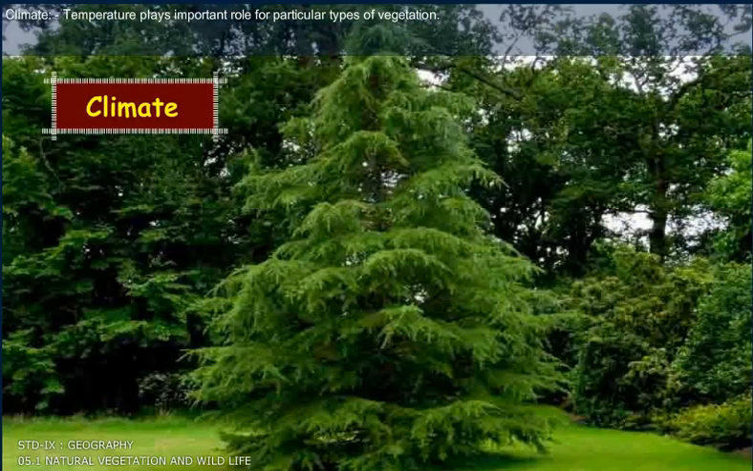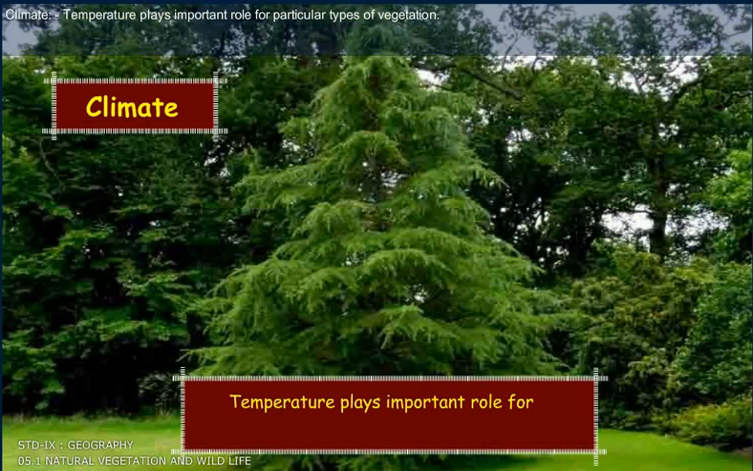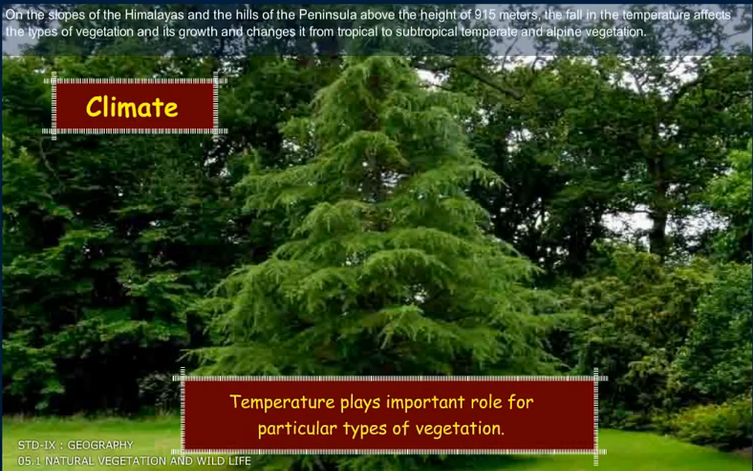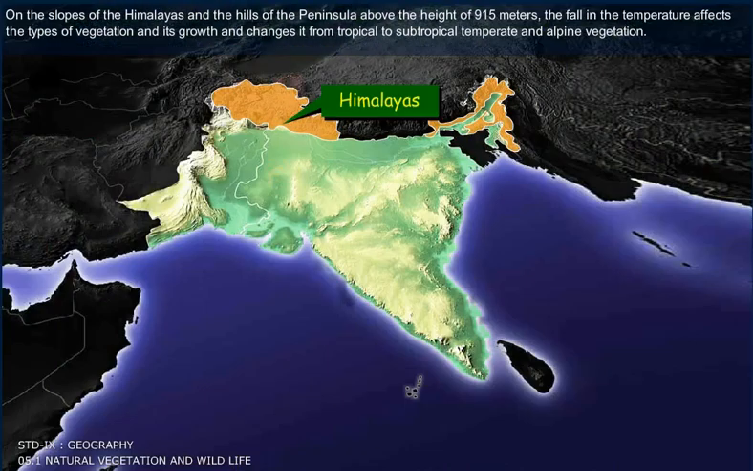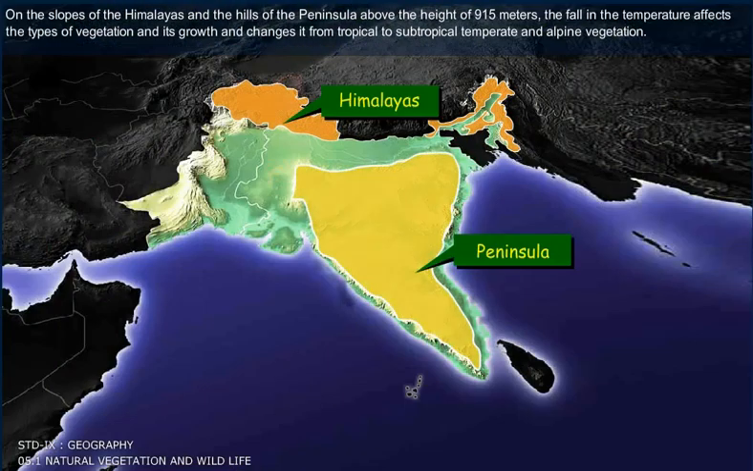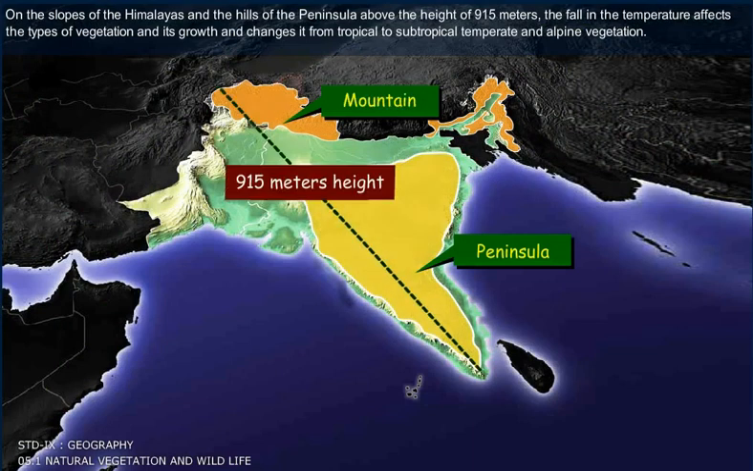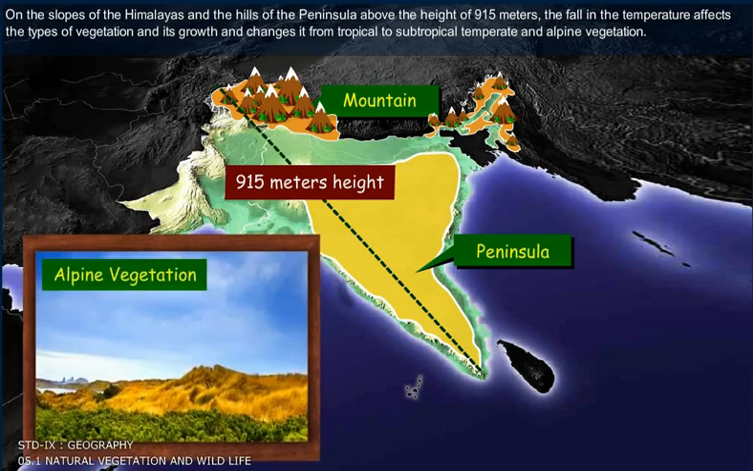Climate. Temperature plays an important role for particular types of vegetation. On the slope of the Himalayas and the hills of the peninsula above the height of 915 meters, the fall in the temperature affects the types of vegetation and its growth and changes it from tropical to subtropical, temperate and alpine vegetation.